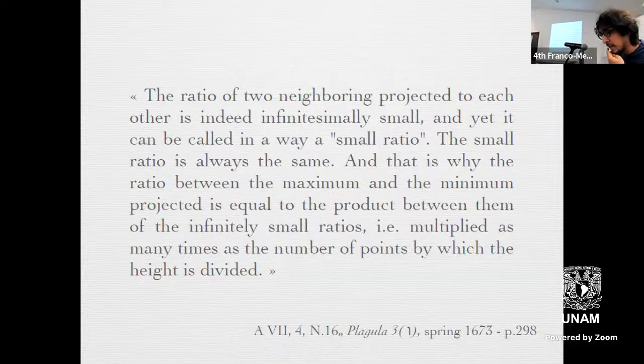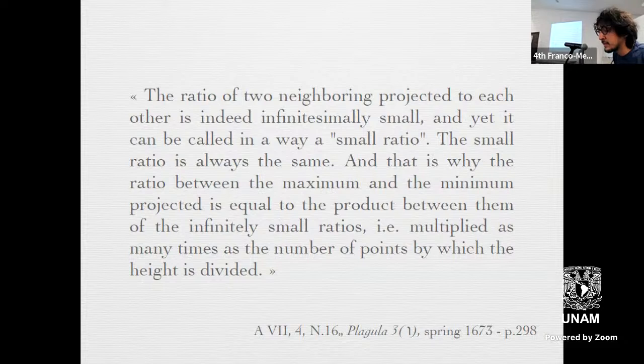so infinitesimal ratios. He talks about the logarithmic curve, and he wants to say that in the logarithmic curve, the ratio between two extremal terms is the product of the infinitely small ratio of each term between the two extremal terms. So the ratio of two neighboring projected terms to each other is indeed infinitesimally small, and yet it can be called, in a way, a small ratio.